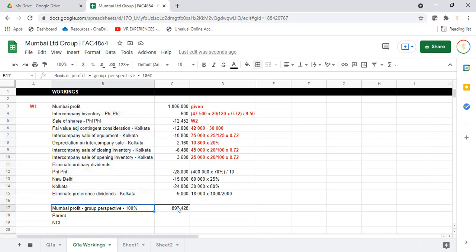When I say, does everything belong to the parent? For the parent's profit, yes. But if this was a subsidiary, the answer would be no. Then I would say, so let's say this was called Qatar's profit. Then I would say, okay, 80% belongs to the parent and 20% belongs to NCI. So I'll do that for each calculation.